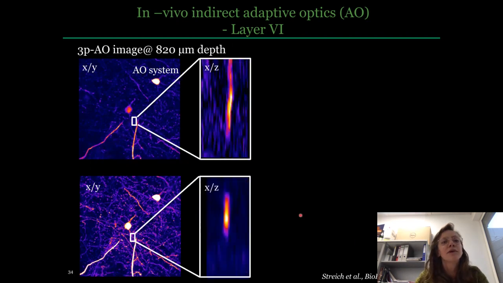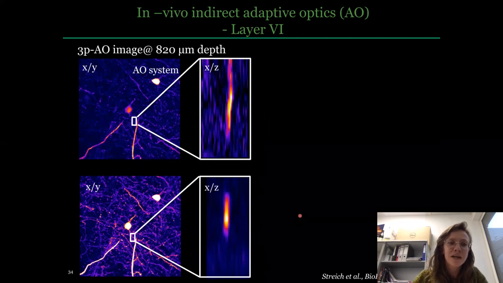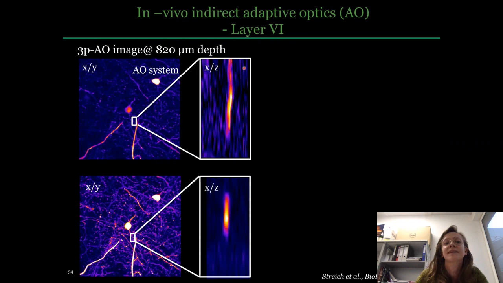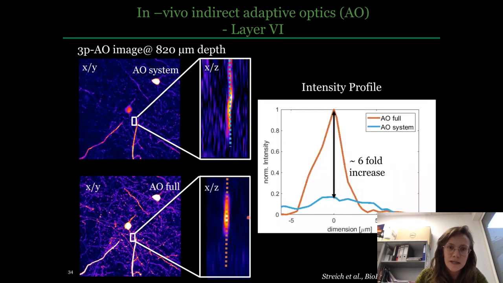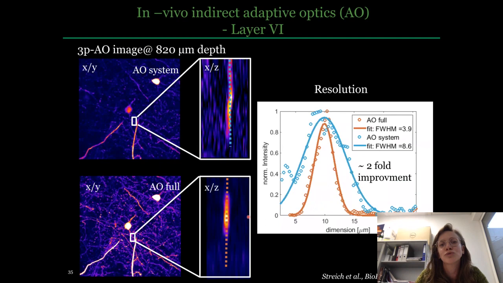But we can also have a look at an orthogonal view across a dendrite. And here you can also see before aberration correction, the point spread function is significantly distorted, especially in the axial dimension, which can be recovered with full aberration correction, yielding a 6-fold increase in intensity and a 2-fold increase in axial resolution.